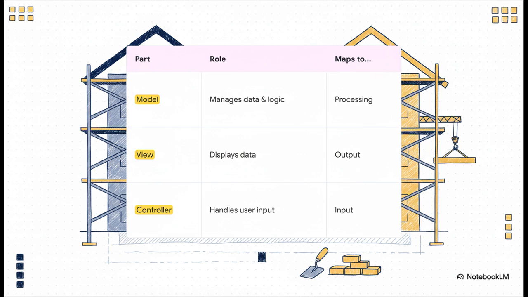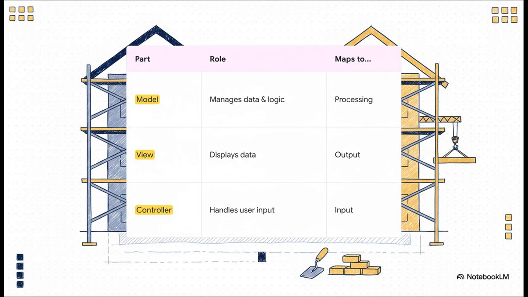First, you've got the model. Think of the model as the brains of the whole operation. It manages all the data and the business logic. Then you have the view. The view is the face. It's literally what the user sees on their screen. It displays the data. And finally, you have the controller. The controller is like the hands.